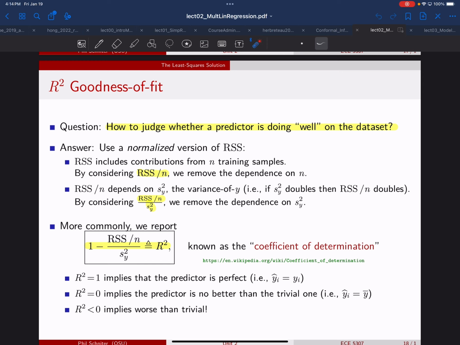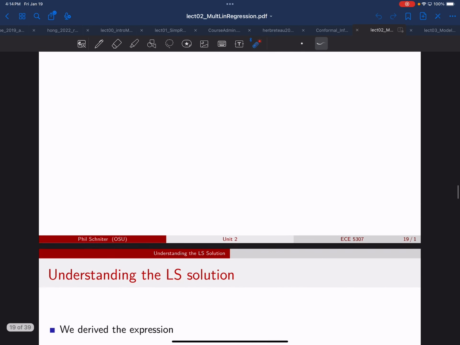And R squared less than 0, that's impossible to do with least squares. Least squares will always get you somewhere between 0 and 1, but it is possible if you do something worse than least squares, or if you train on one data set and then you test on another, you could get R squared less than 0.